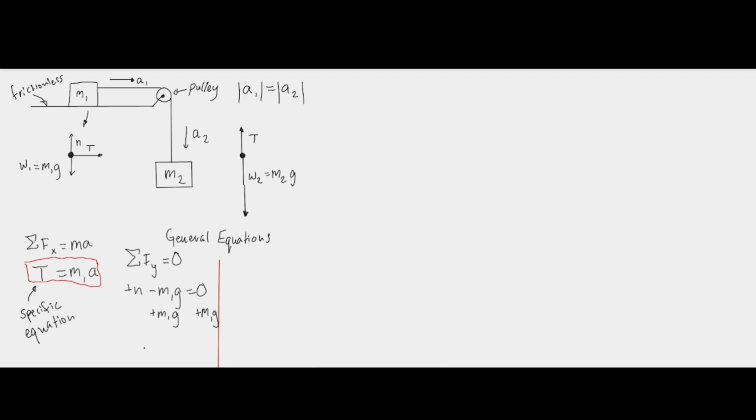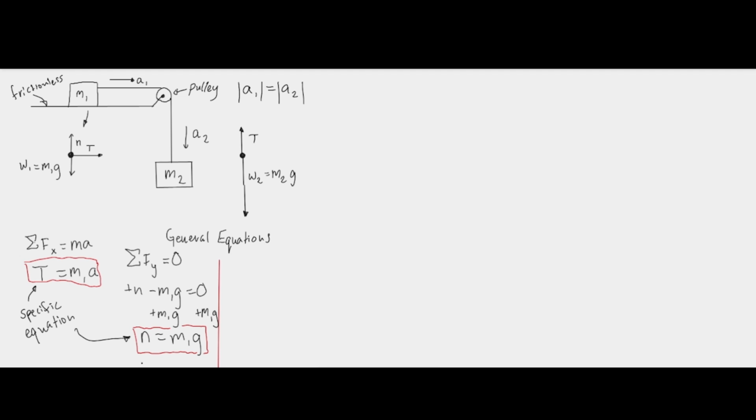And what do we see from this equation then? We have the normal force is equal to m1g. So now we have this other general equation that describes the vertical motion, the behavior in the vertical direction of block m1. It's not accelerating, so of course the normal force equals m1 times gravity. Now I'm looking at this second object, and I'm going to label this as another specific equation.